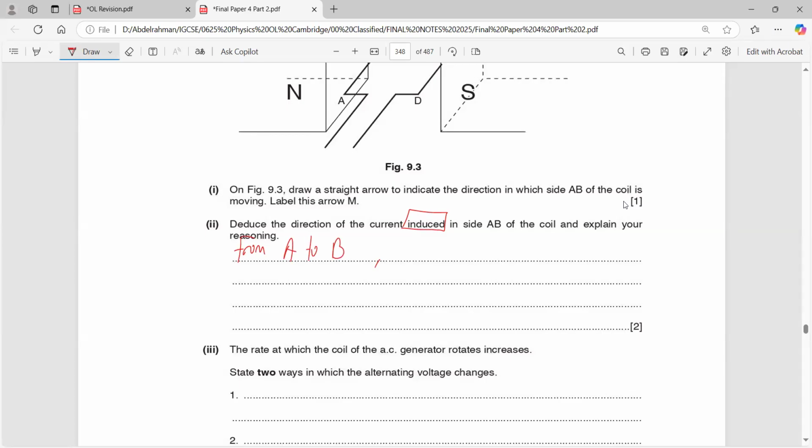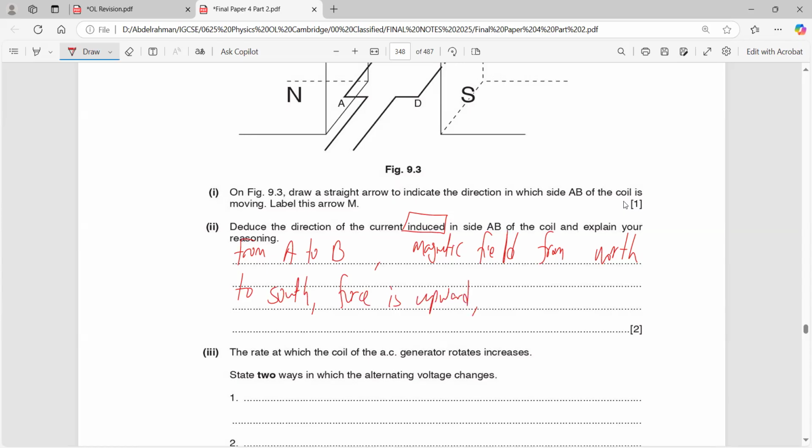Why? Because the magnetic field lines are from north to south, and the force is upwards. We can say that the current would be into the page, or from A to B, due to Fleming's right hand rule.